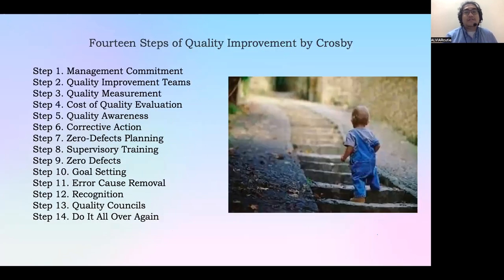So there are 14 steps of quality improvement by Crosby. So sinearch ko lang din ito, wala sa book natin, pero idadagdag ko na din. Number 1 is management commitment, parang mga plan, do-act na yan. Pero mas pinahaba lang ni Crosby. Quality improvement teams, quality measurement, cost of quality evaluation, quality awareness, corrective action, zero defects planning, supervisory training, zero defects day, goal setting, error cause removal, recognition, quality councils, and do it all over again.